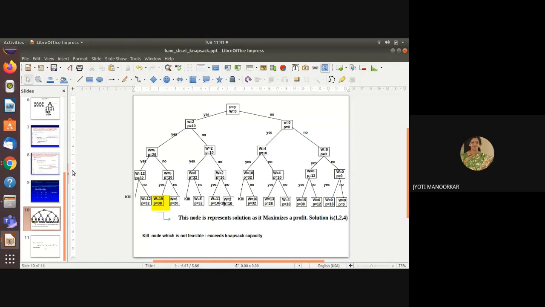In today's lecture we have seen a simple state space tree generation for a knapsack problem, that is the 0/1 knapsack problem.